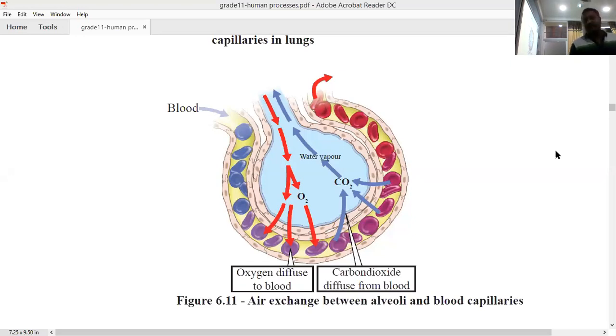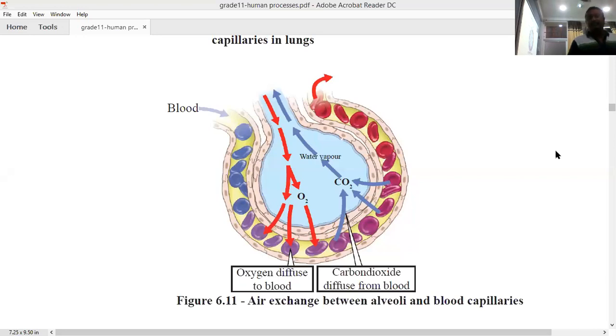Some other animals have different respiratory surfaces. Amphibians can respire through their moist skin. That is their respiratory surface. They also have lungs. Earthworms respire through their moist skin. The next question is, by which process does the gas exchange take place?